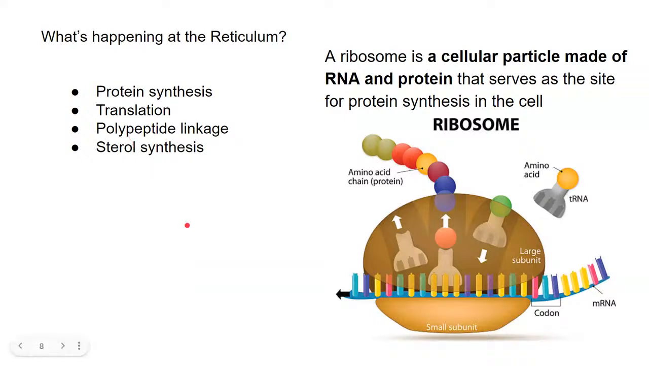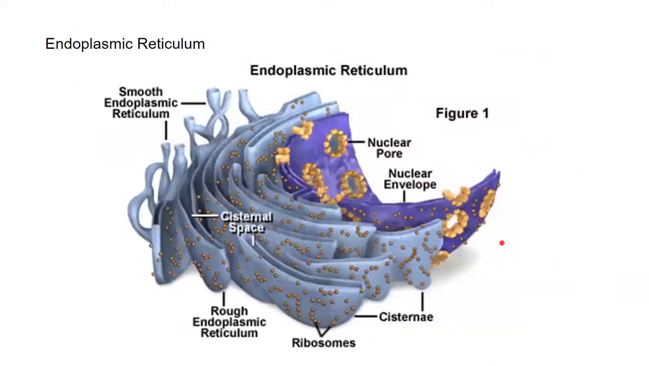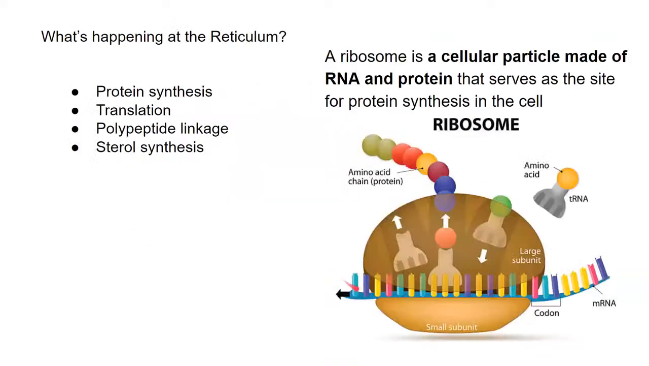So let's see what happens at the reticulum and specifically at the rough endoplasmic reticulum. A molecule called a ribosome comes in and attaches to the endoplasmic reticulum. When it attaches, the mRNA, a strand of base pairs, comes and attaches in the mouth of this ribosome. Then different tRNAs carrying different amino acids will come, form their bonds, and form amino acid proteins.